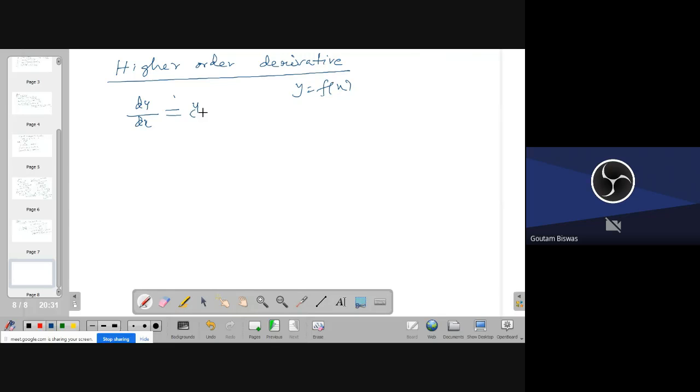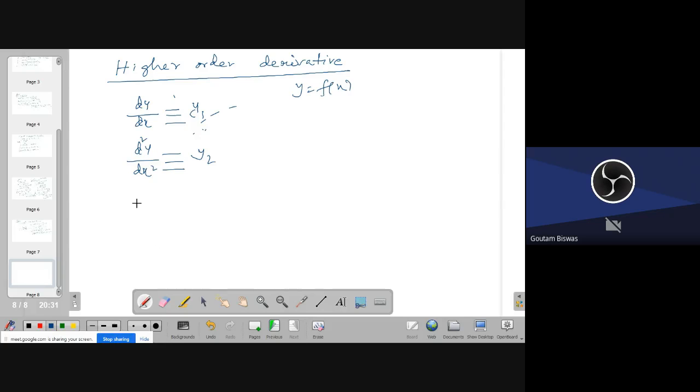So y1. Now this is the second derivative. Naturally, dy/dx is a function of x, so you can take its derivative, the second derivative. So the second derivative gives you y2. This is just a representation.